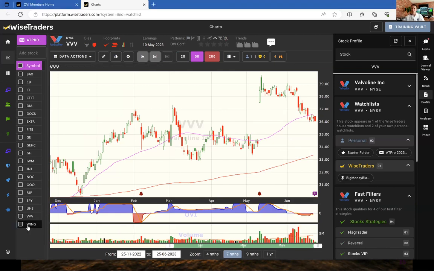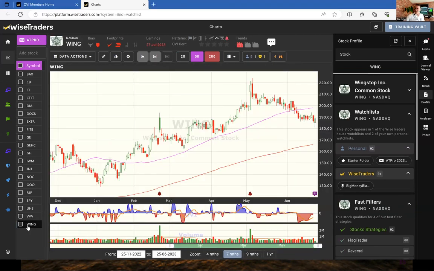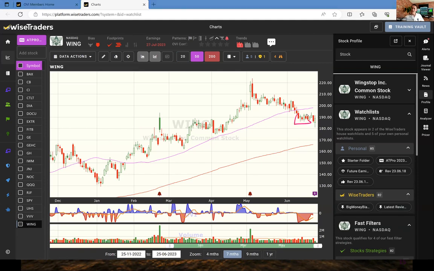And then lastly, Wing, because we've only got that minute. Similar situation, consolidating around here. A little bit bumpy today. But that one looks more like something that could trickle down as well.